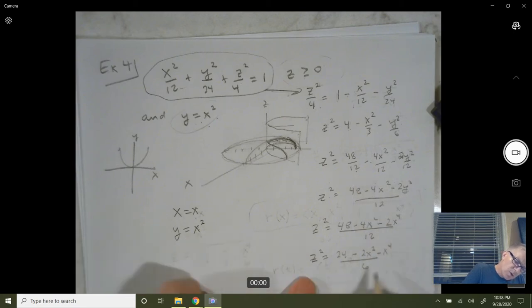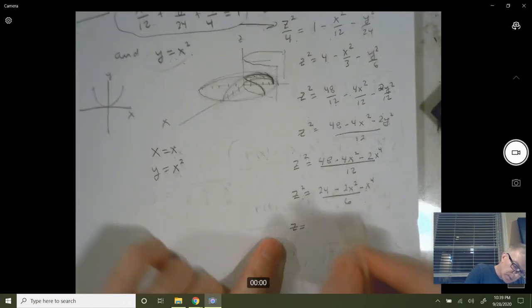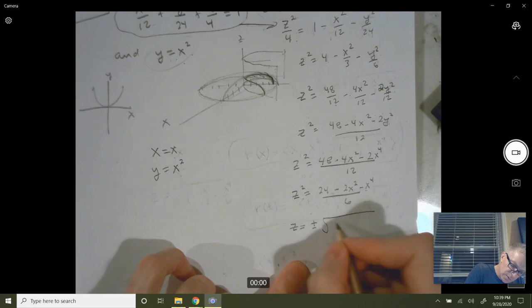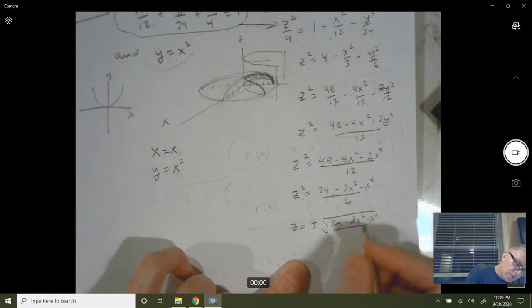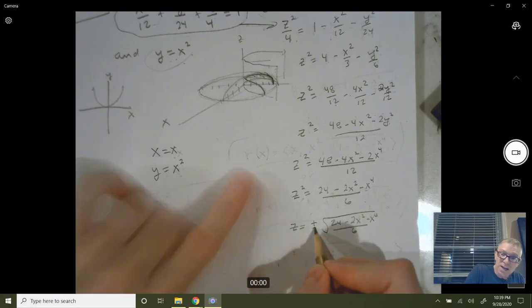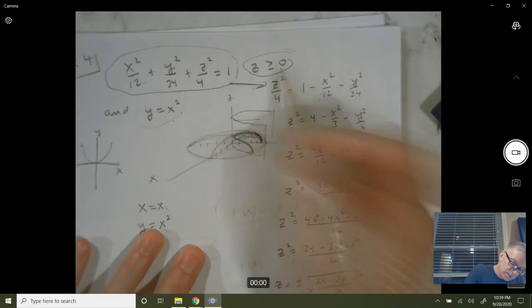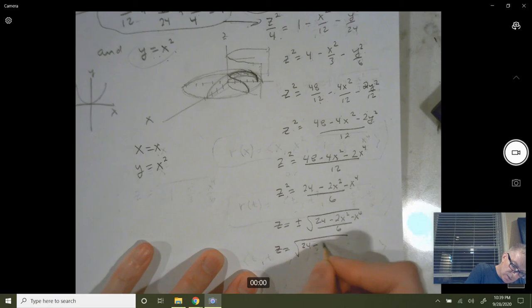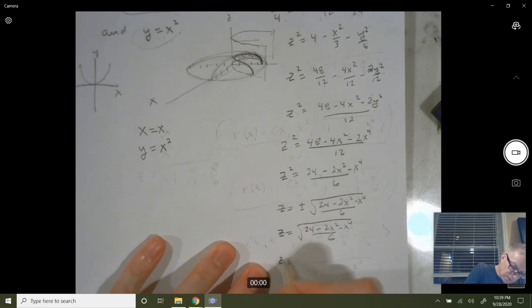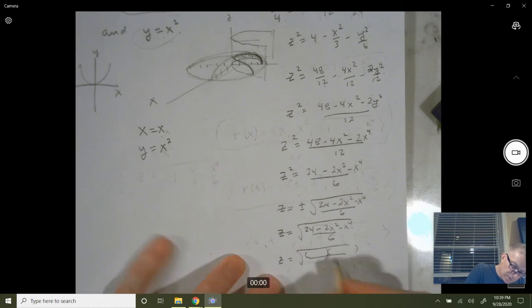So this thing, let's solve for z. z is going to equal plus or minus the square root of all this, 24 minus 2x squared minus x to the 4th over 6. Now plus or minus, we actually want this to be plus because we know z is greater than 0. So our z value is simply equal to the square root of 24 minus 2x squared minus x to the 4th over 6. And I think we can factor that. The reason we want to factor that is because it's going to be a little easier to come up with our domain for this function.